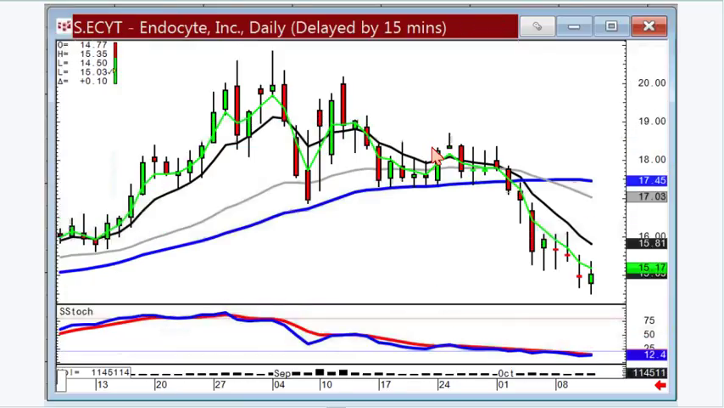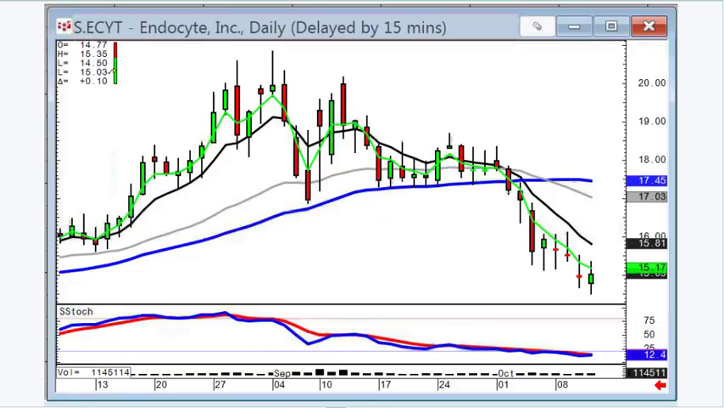ECYT doesn't show this. I don't know what this is. Right now, there's nothing there to tell you not to stay short until you see a confirmed buy signal.